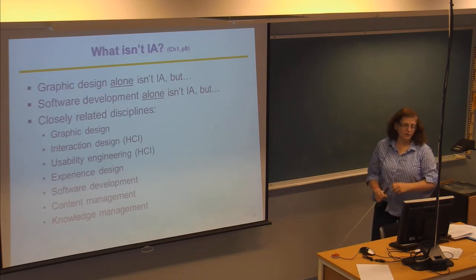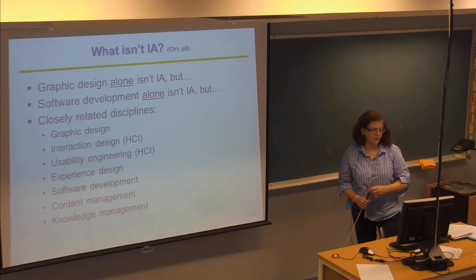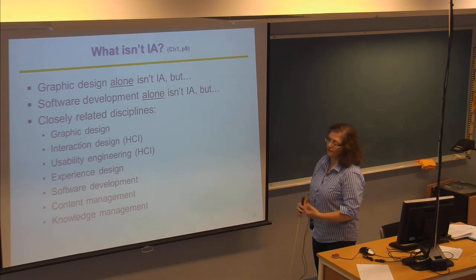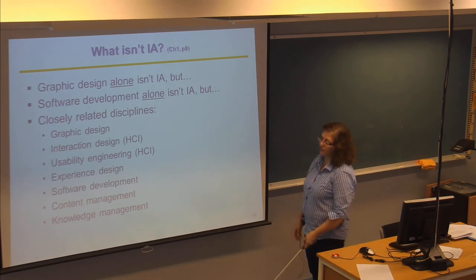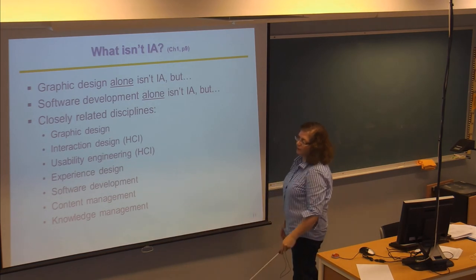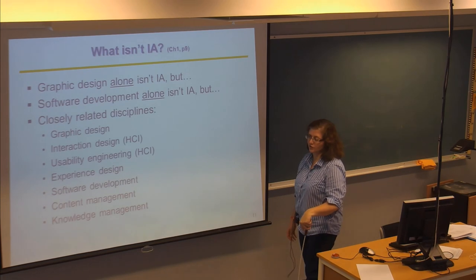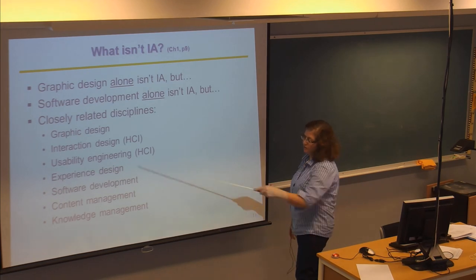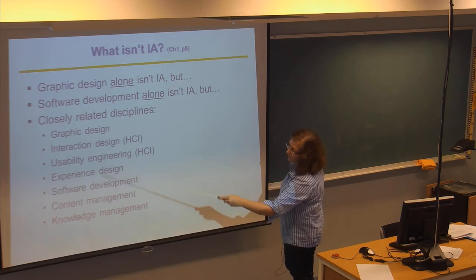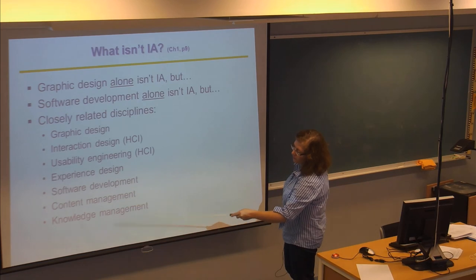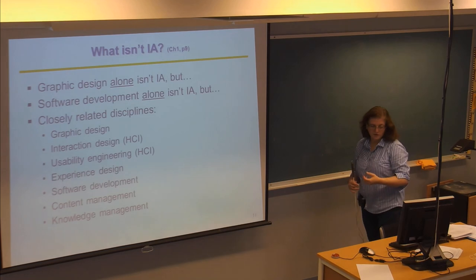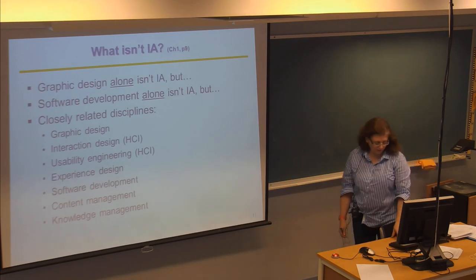So the book talks about what information architecture is and what it isn't, and there are specialties in education and in jobs. People are graphic designers or human-computer interaction designers, usability engineers, experience designers, software developers, content management, knowledge management. So it isn't any of these things alone, but it has some of the elements of all of these tasks.